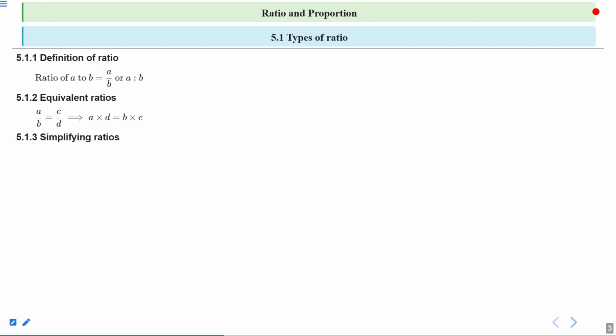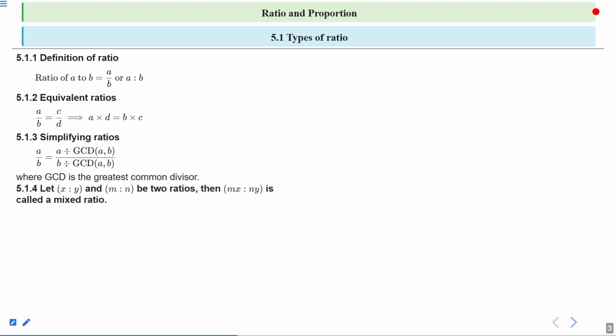Simplifying ratio. A upon B equals A divided by the greatest common divisor of A and B, upon B divided by the greatest common divisor of A and B. Then we simplify the ratio of A upon B, where GCD is the greatest common divisor.